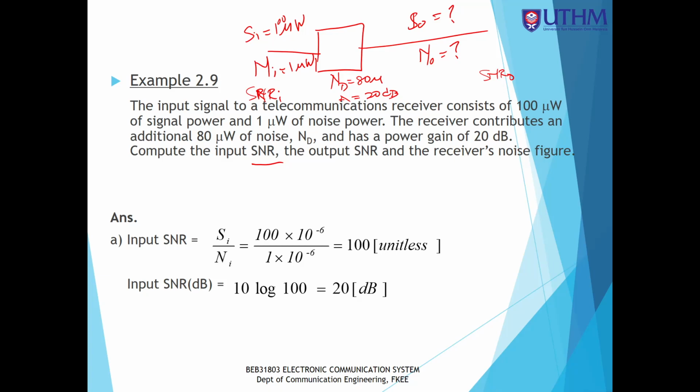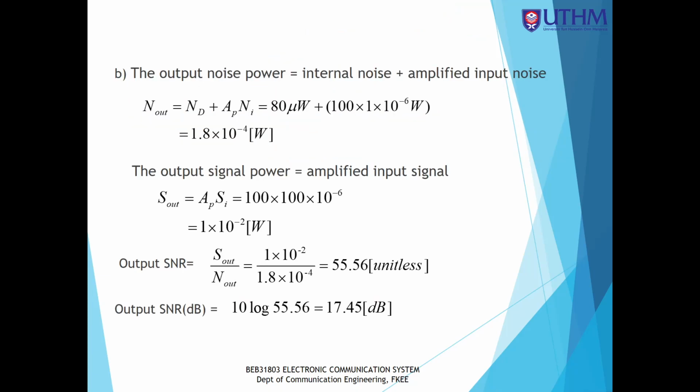SNR input is equal to, first you need to find SI over NI. So 100 micro over 1 micro, you get 100. Then in terms of decibel, 10 log 100, so we get 20 decibel. So this is the input SNR. What about the output SNR? For output SNR, first of all, you need to find SO, you need to find NO, then you can find the output SNR. In order to find the output SNR, I would suggest you to find the output signal power first, because it is easy.